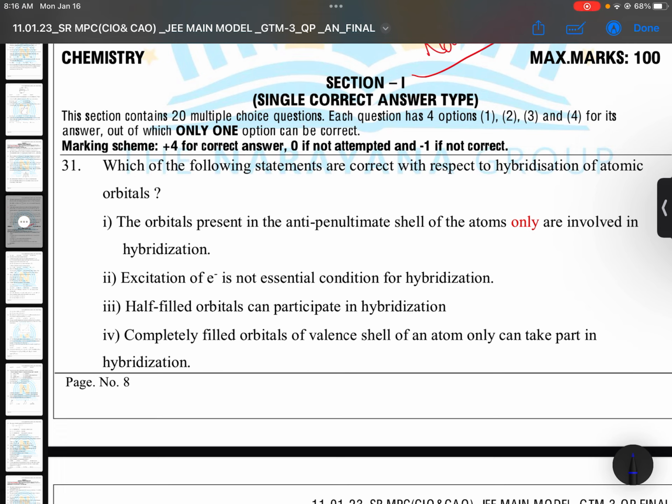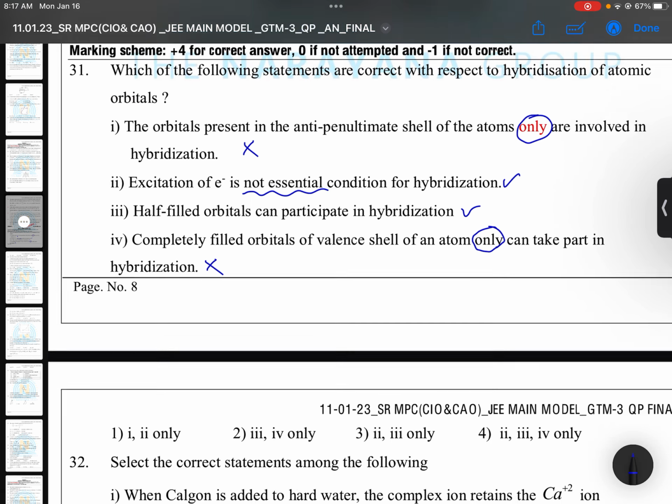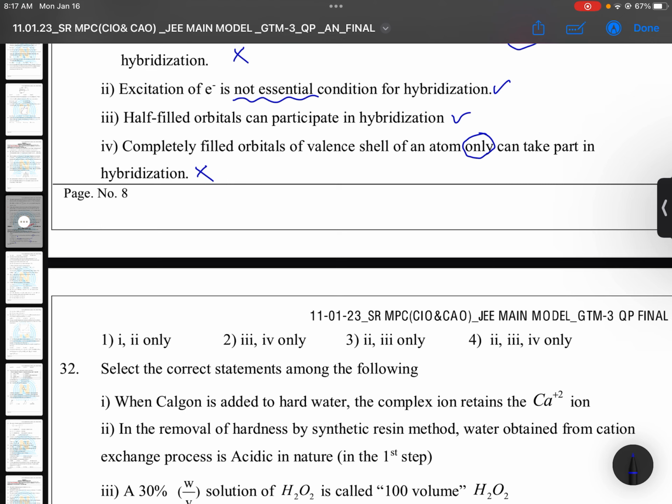Which of the following statements are correct with respect to hybridization of atomic orbitals? The orbitals present in the anti-penultimate shell of the atoms only. So this is a wrong statement involved in the hybridization. Excitation of electron is not essential. So correct statement. Half-filled orbitals can participate in hybridization. Right statement. Completely filled orbitals of valence shell atom only. So wrong statement. So he made hybridization also the question. Only 2 and 3 are correct.